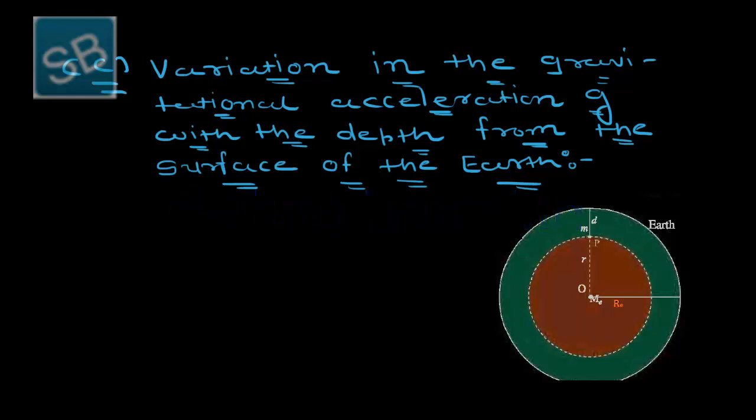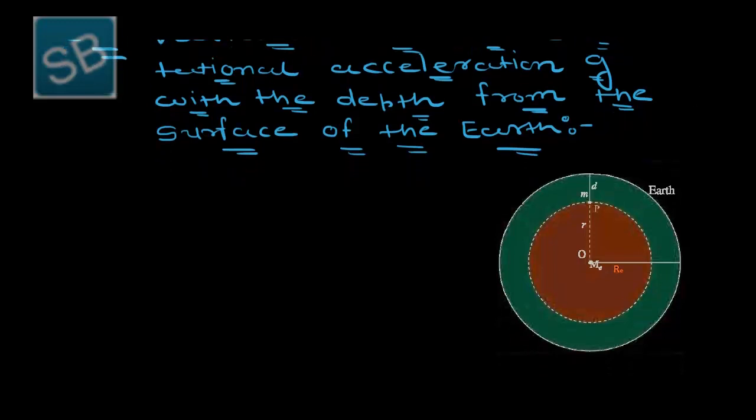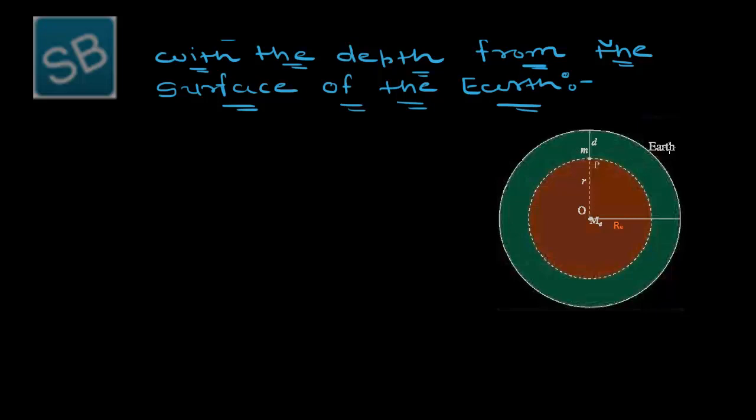Let's start the new article: variation in the gravitational acceleration g with the depth from the surface of the earth. An arrangement you can see from this figure. Here the earth is there and a particle of mass m which is at the point P, and it is having the depth d from the surface of the earth. Means it is at the radius re minus d from the center of the earth.